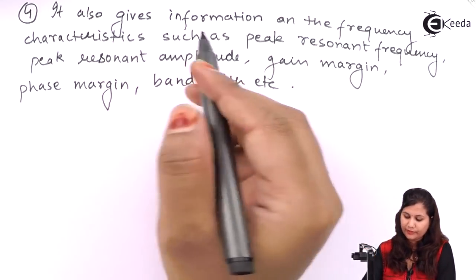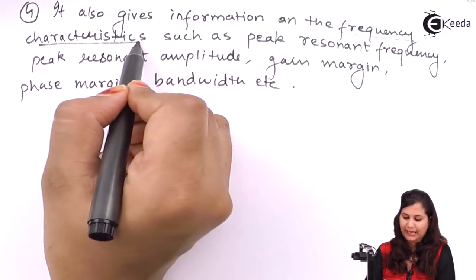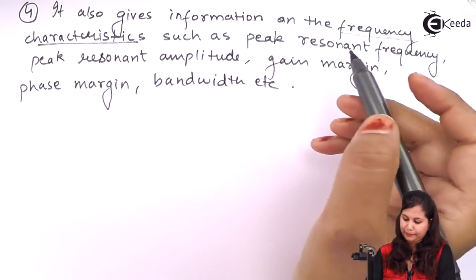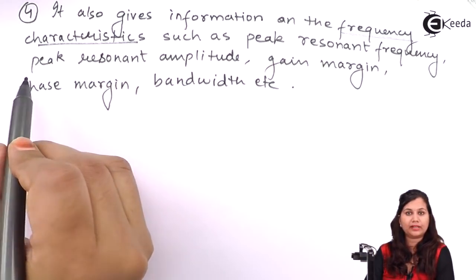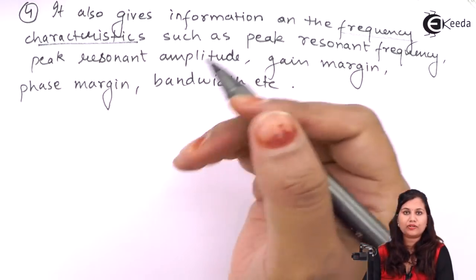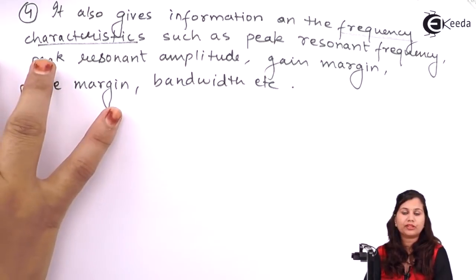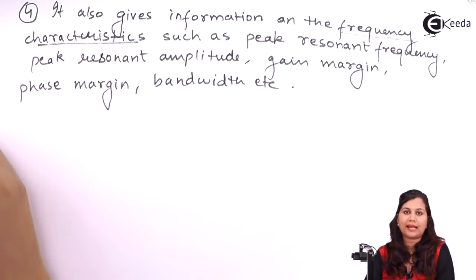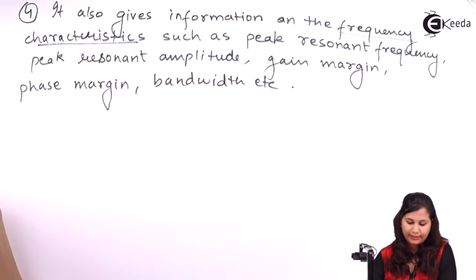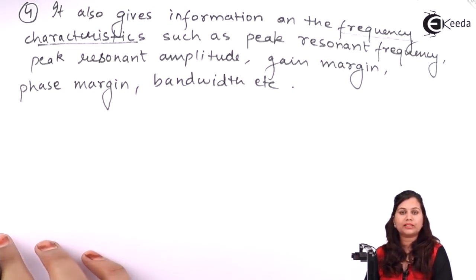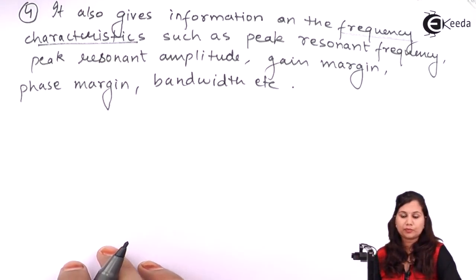Okay, so it also gives information on the frequency characteristics of the system, like peak resonant frequency, peak resonant amplitude, gain margin, phase margin, bandwidth. So all these frequency domain specifications can be obtained from the Nyquist plots. So these were the advantages of the Nyquist plot.